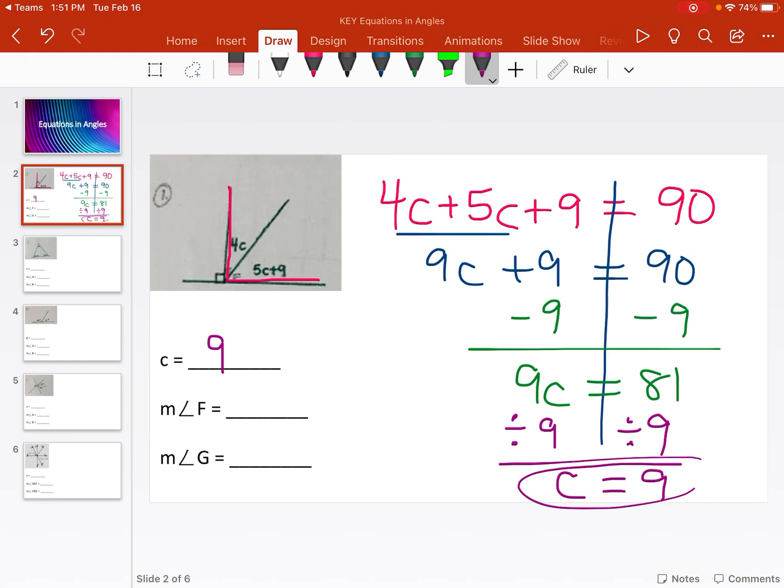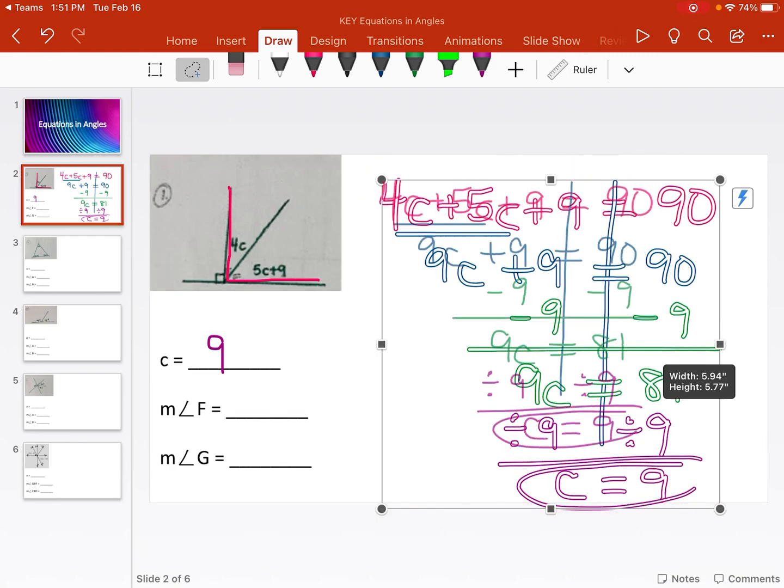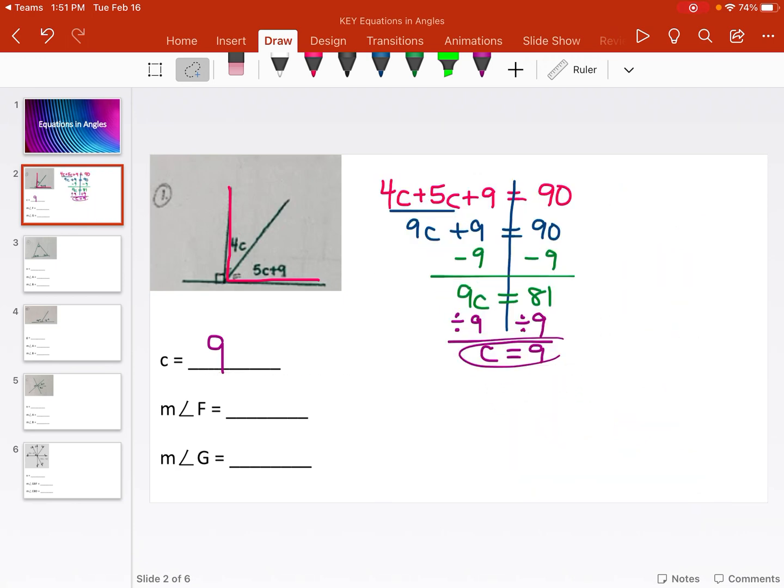So that's not 9 degrees, it's just 9 because it's a variable. They weren't actually asking me for the angle yet. So that's the next step. Next step is finding the angles. So they want the measure of angle F. Remember, that's what that M is, the measure of angle, and then whatever. So angle F, if I look back here, is this one right here.